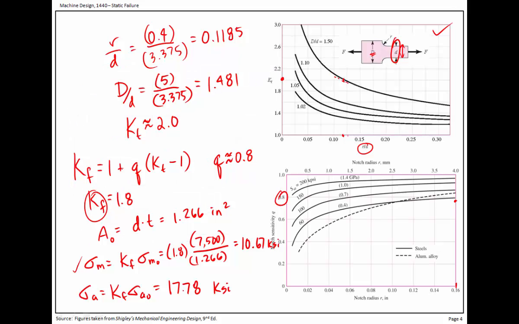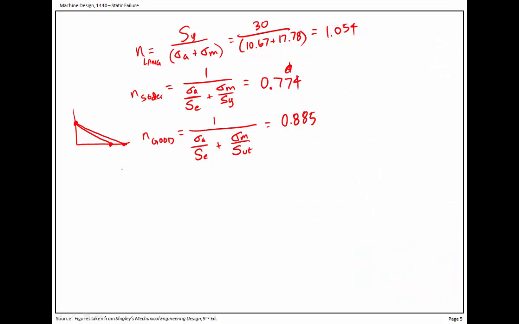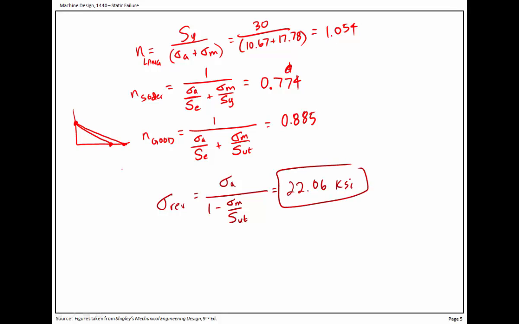So let's actually calculate that. The calculation for the reversed stress actually comes from an example, it's not easily found written out in Shigley. It is the alternating stress divided by 1 minus the mid-range stress divided by the ultimate strength, and we find that it's 22.06 KSI. And that completes the problem here.